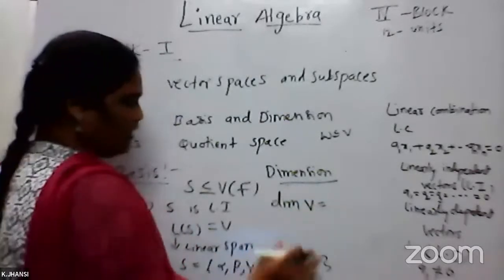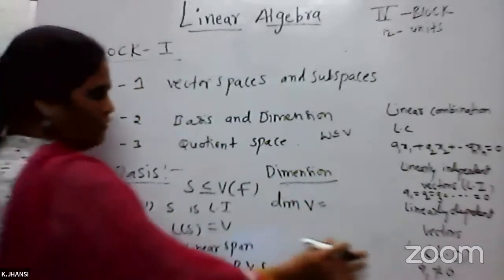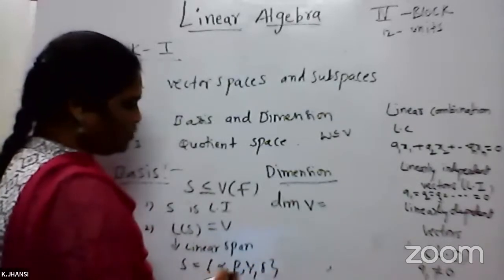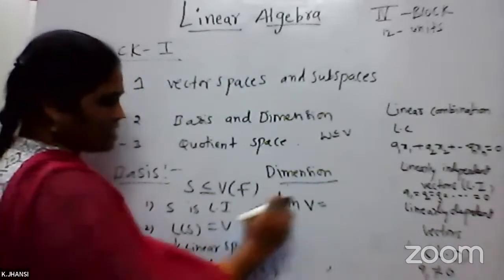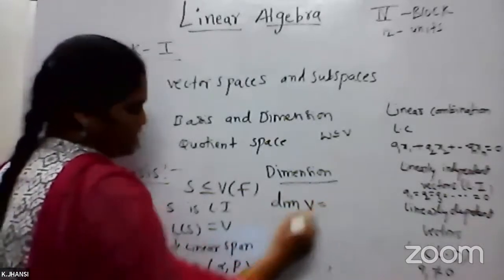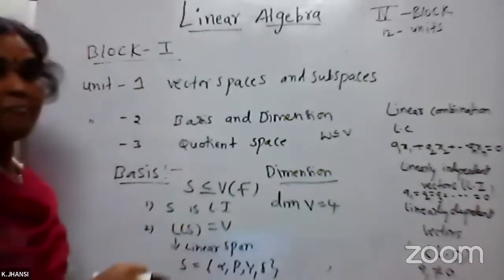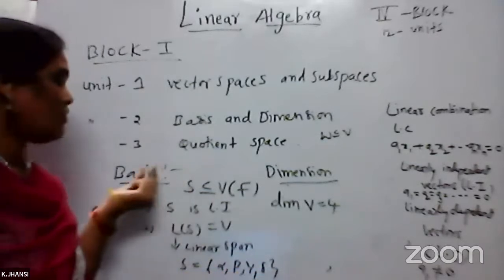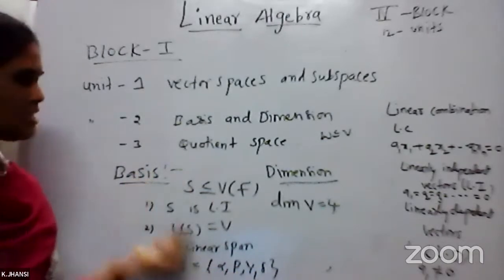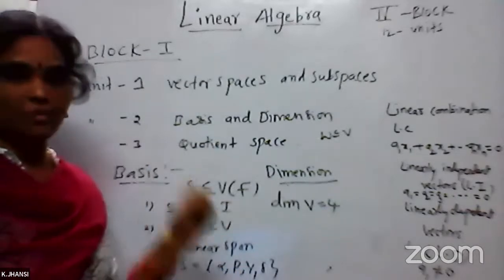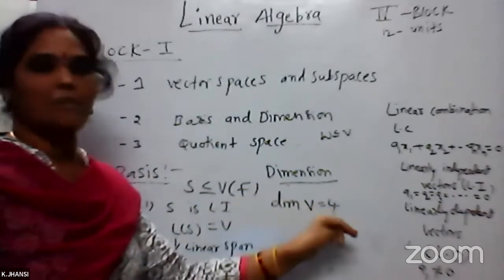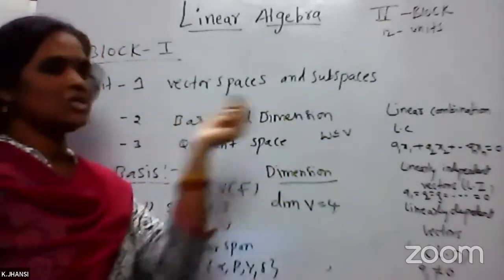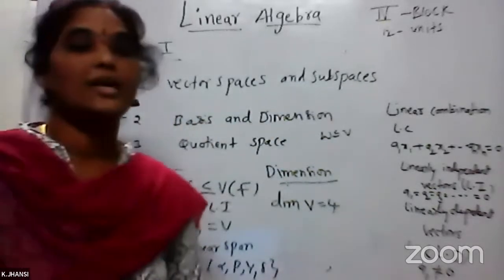If it is a finite set, and you take only up to delta, how many are there? 1, 2, 3, 4. So the dimension of V is equal to 4 here. The number of elements present in the basis set is called the dimension of V. So on basis and dimension, you have some theorems also.